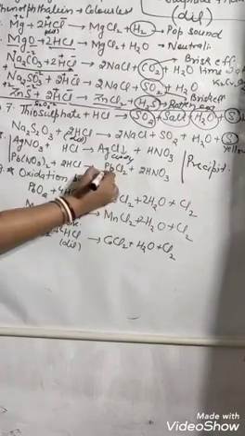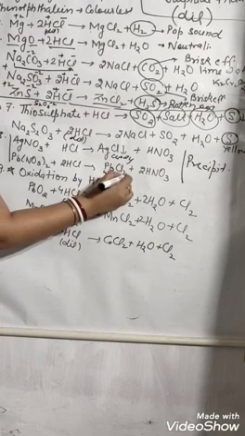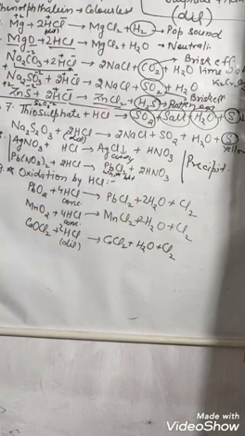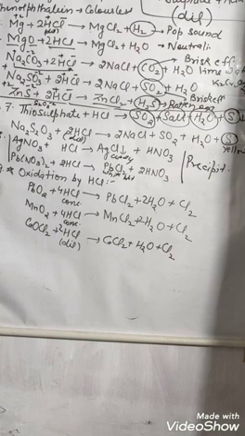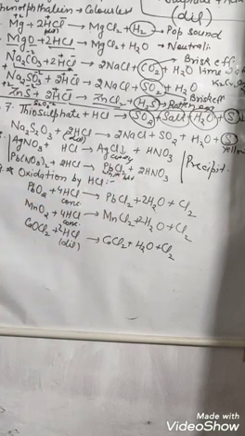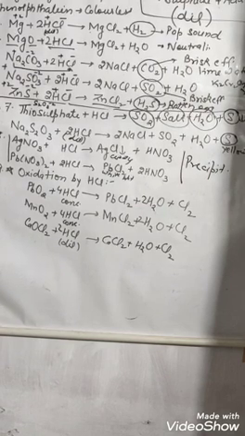It is also a white precipitate, but this PbCl2, if you remember in our acid base and salt chapter, we have learned about this PbCl2, that it dissolves in hot water, not in cold water. Alright.